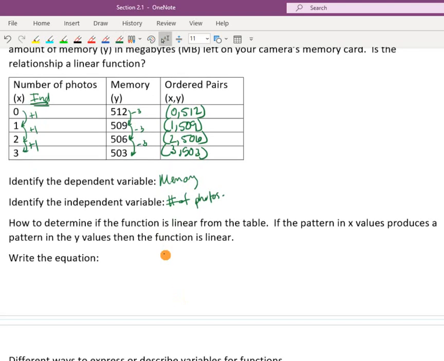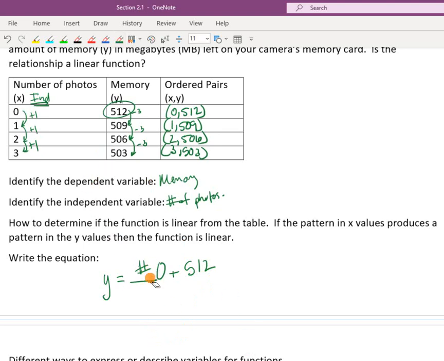So how do we determine if the function is linear from the table? If the pattern in x produces a pattern in the y values, then the function is linear. Here what we can do is write an equation. These are my x values. If it's linear, it's going to be y equals something times x plus something. To find that something I'm adding, if this x value is zero, and I don't know what the number out in front is yet, but that number times zero gives me zero, how do I get 512 from that? I would have to add 512.